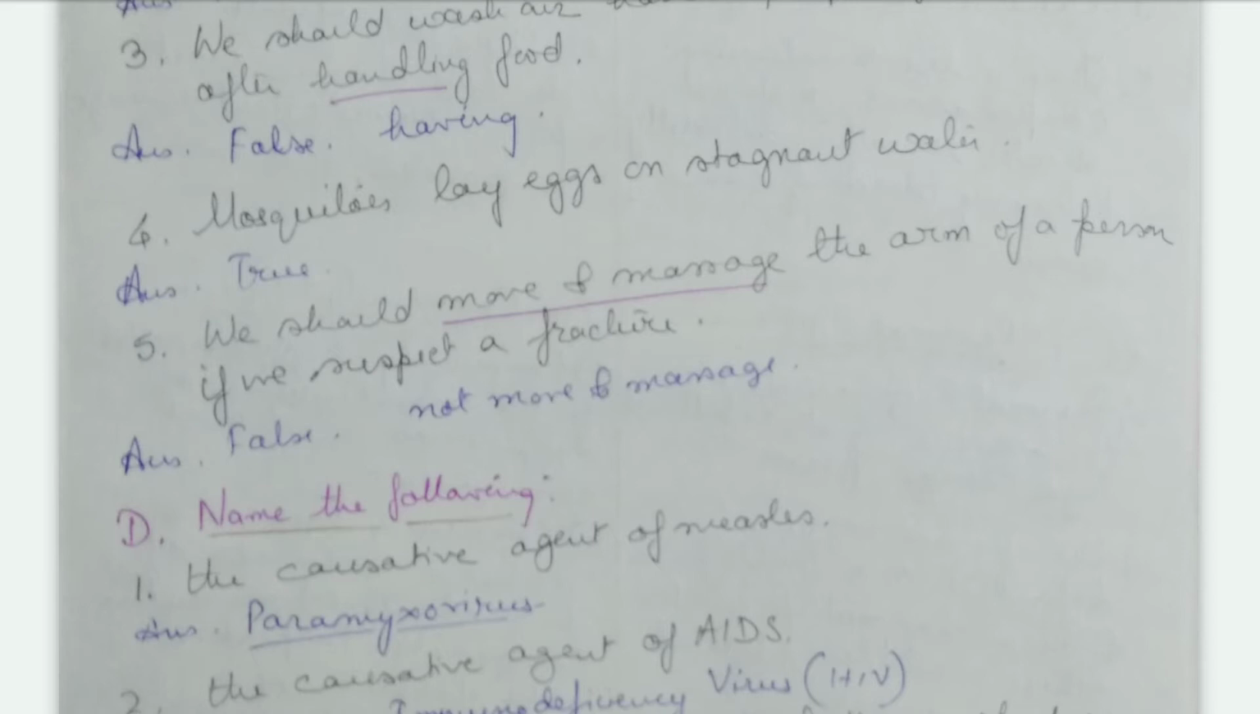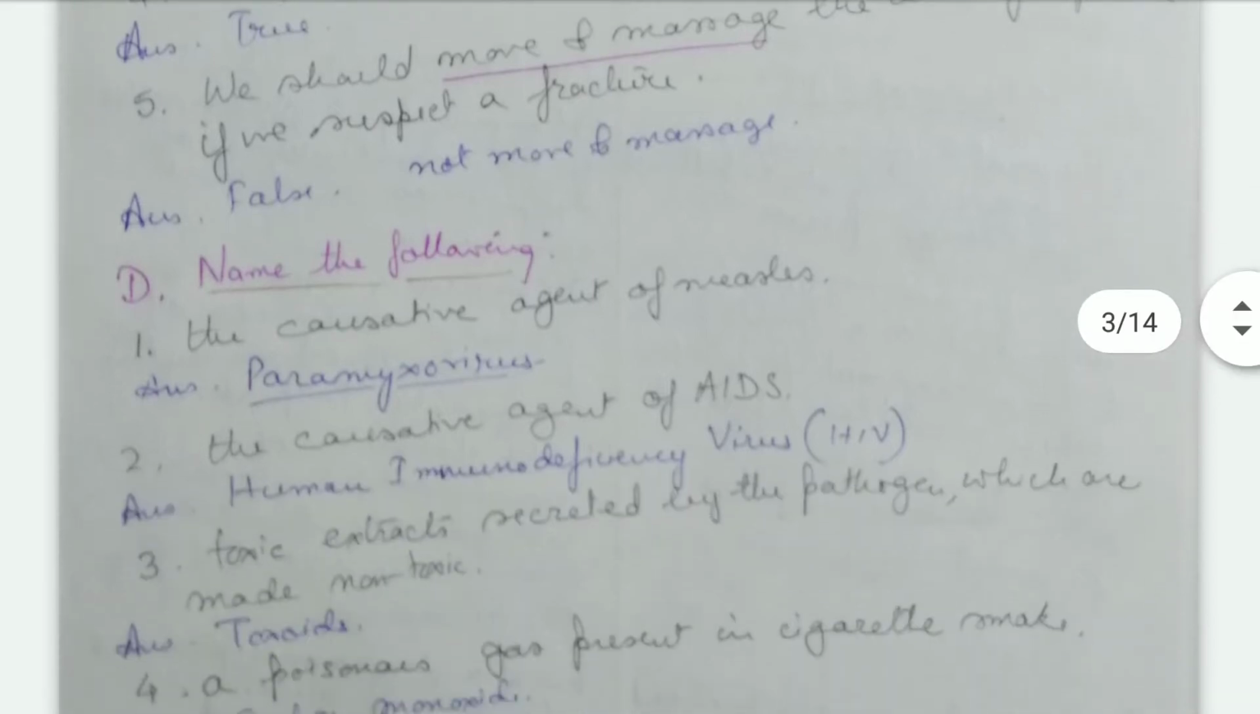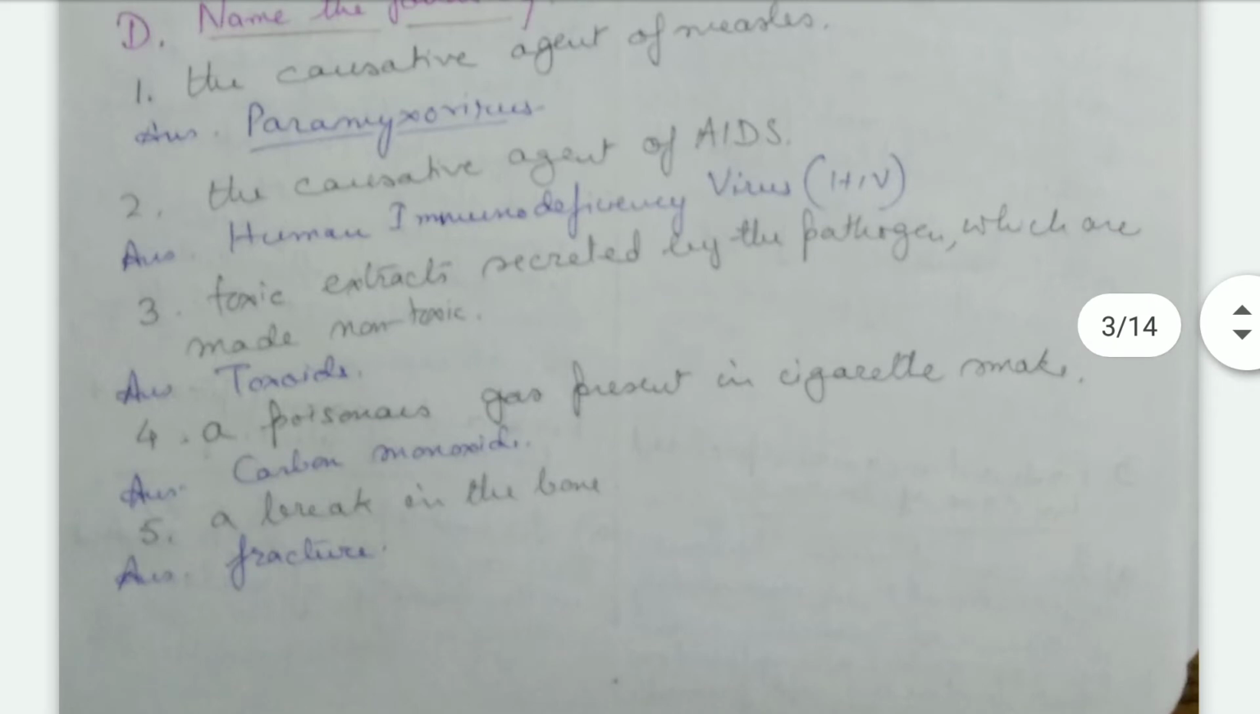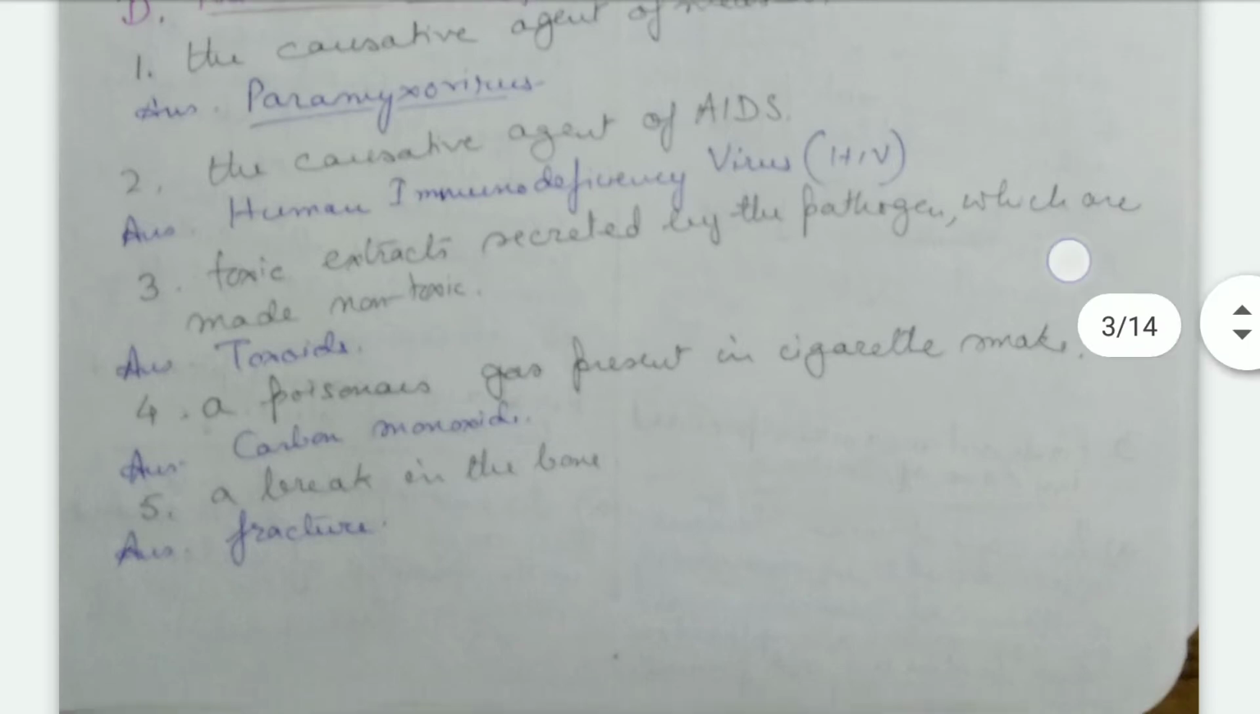Now we come to name the following. The first one, the causative agent of measles, that is paramyxovirus. The causative agent of AIDS is human immunodeficiency virus, or HIV. Toxic extracts secreted by the pathogens which are made non-toxic are known as toxoids. A poisonous gas which is present in cigarette smoke is carbon monoxide. A break in the bone is known as a fracture.